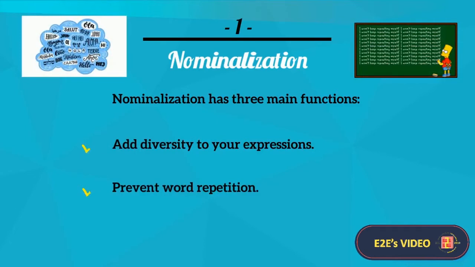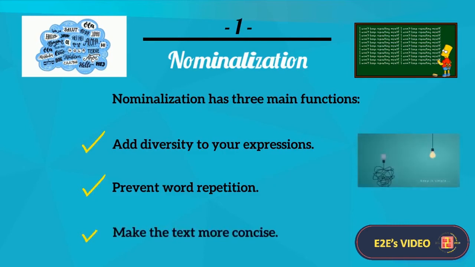Nominalization is a useful skill in academic writing because it communicates an objective, impersonal tone. It can also make the text more concise by packing a great deal of information into a few words. Thanks to the use of nominalization, your writing will be more abstract and formal. In short, nominalization has three main functions. It adds diversity to your expressions, prevents word repetition, and makes the text more concise, which means giving the same information with fewer words.